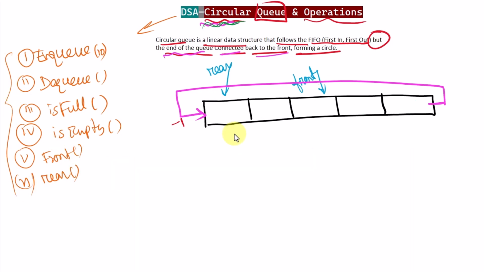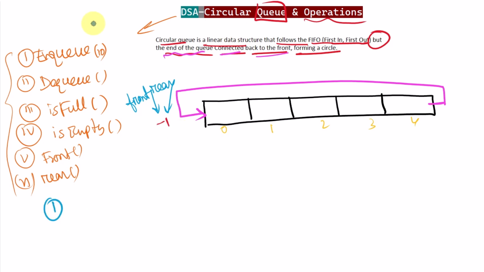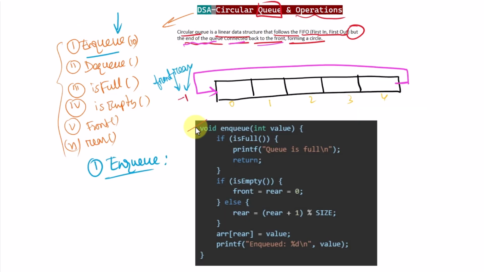In a circular queue, here also we have the indexing which starts from 0. Initially, because our queue is empty, the rear pointer and the front pointer both will point to -1, which indicates that our circular queue is empty. First of all, let's see how we can implement the enqueue operation. So here is the enqueue function. Here we pass the value that we want to add into our queue.